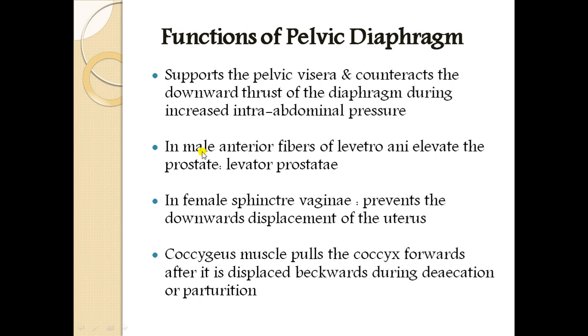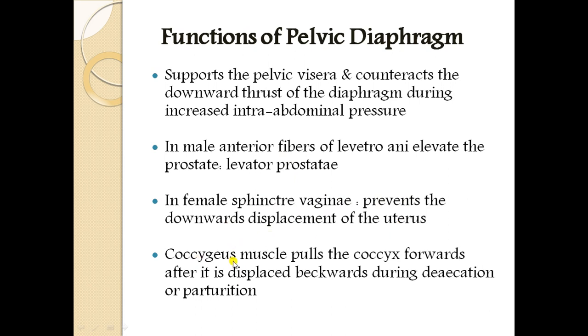In the male, as I already told you, the pubovesicalis part of the levator ani muscle, along with the other group of levator ani muscles, helps in elevating the prostate gland. That's why it is called the levator prostatae muscle. In the female, that same muscle is called the vaginalis constrictor, otherwise the sphincter vaginae. The sphincter vaginae helps in contraction of the vagina, narrowing the vaginal lumen, so it prevents the downward displacement of the uterus.